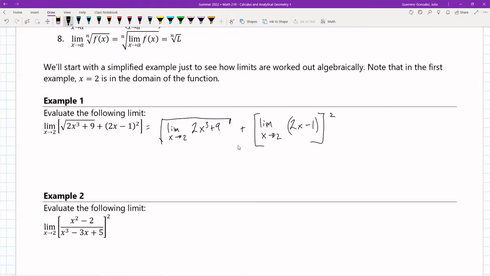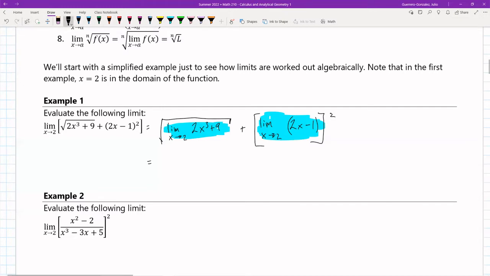I can break up these two limits even more, but in the interest of time, I'm going to stop here and just compute each one of these. Notice that both of these, highlighted in blue, there's no problem with me just plugging in x equals 2, because 2 is in the domain of both of those functions. So if I do so, I'm going to get the following.